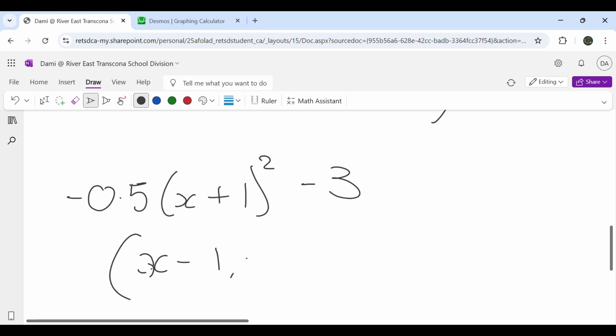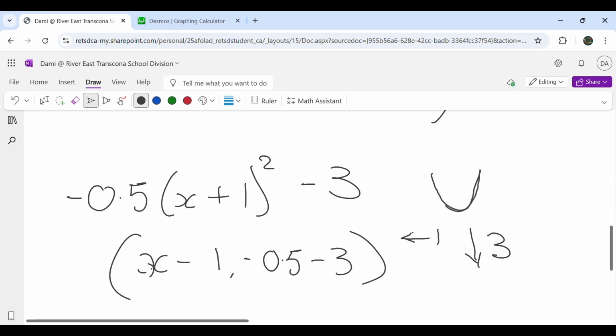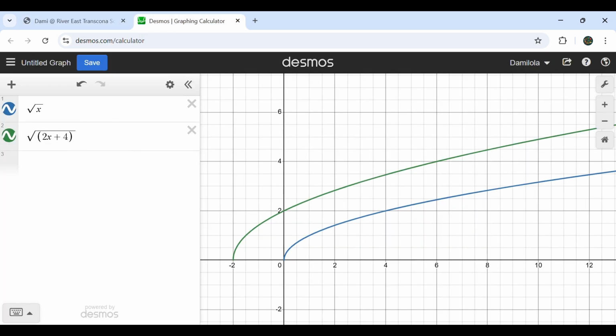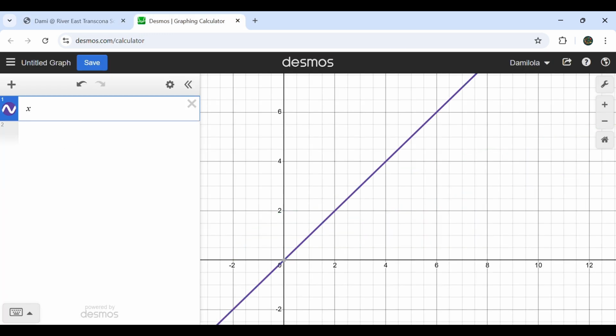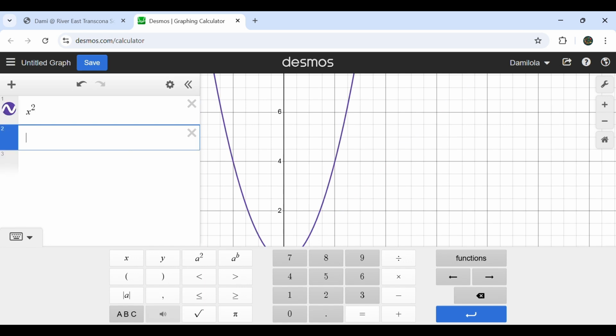The best way to do this is map it out. Let's start with the b. So there's no b, so x minus 1 comma negative 0.5 minus 3. So what can we say? What can we tell immediately is going to happen to this graph? We can tell it's going to move left by 1, down by 3, and it's going to become bigger, fatter, if you will. So let's put it in and combine them side by side.